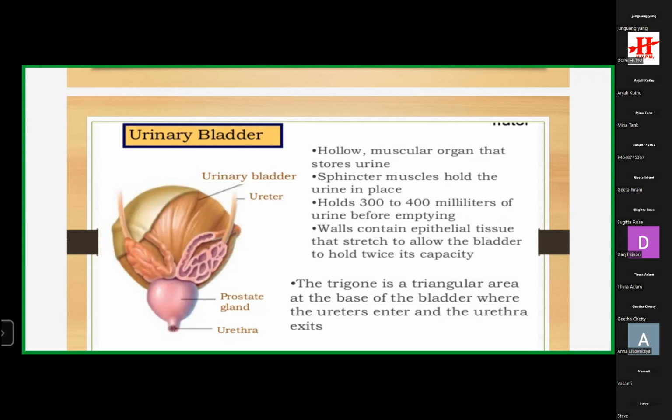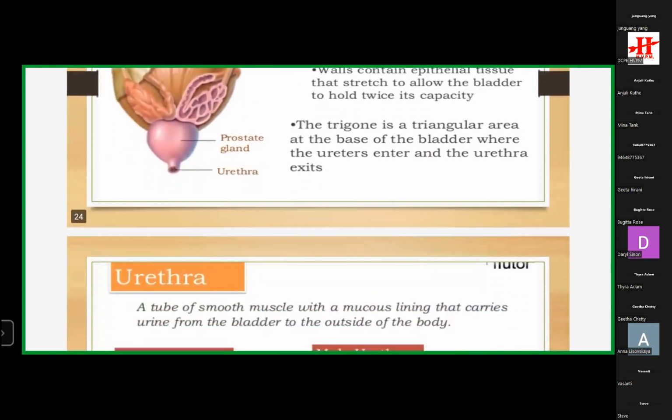There is a trigone area in the urinary bladder, which is triangular in shape, at the base of the bladder, where the ureter enters and the urethra exits. The chance of getting infection at this site is very common. So, these are the two sphincter muscles which keep urine from leaking, and they are covered tightly. They cover the urethra. Okay. Now the next is the urethra.